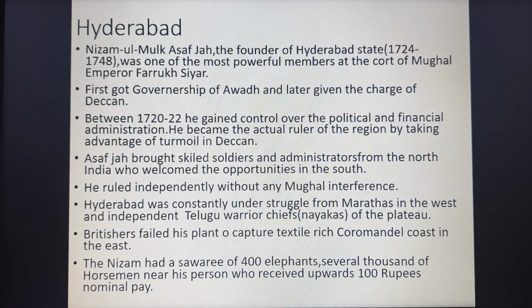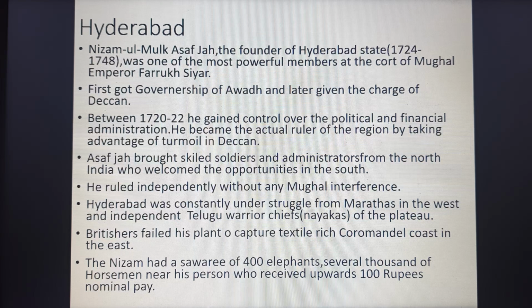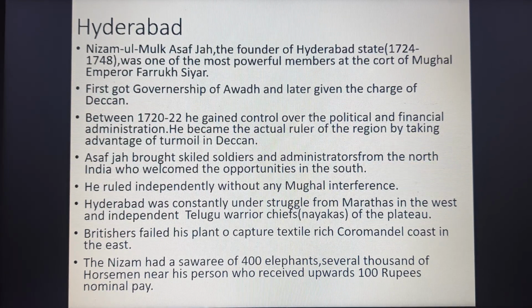Once he took good control over Awadh, he was sent to South India, to the Deccan, where he gained control. Between 1720 and 1722, he gained control over the political and financial administration. He became the actual ruler of the region by taking advantage of the turmoil in the Deccan. There was no proper ruler there, so he took advantage, and now he wanted to rule that region.